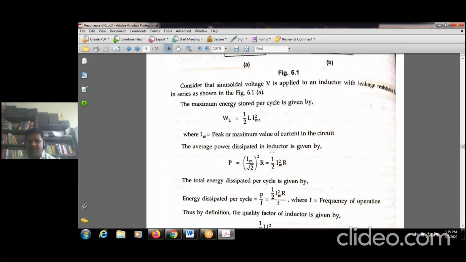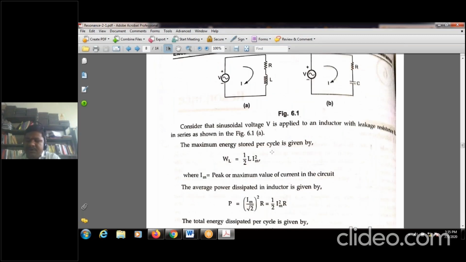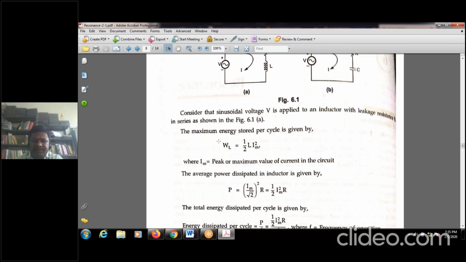What is the quality factor definition? Q is equal to 2 pi into maximum energy stored per cycle divided by energy dissipated per cycle. Here the maximum energy stored is W equals half L Im square, where Im is equal to the peak or maximum value of current in the circuit.